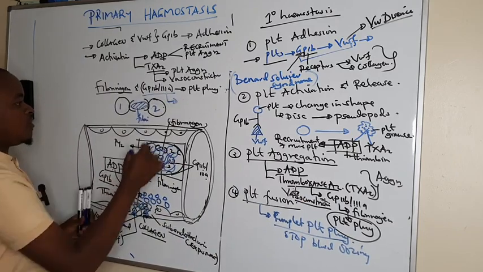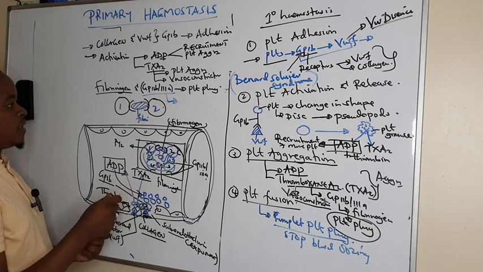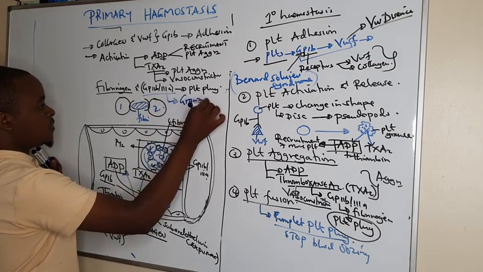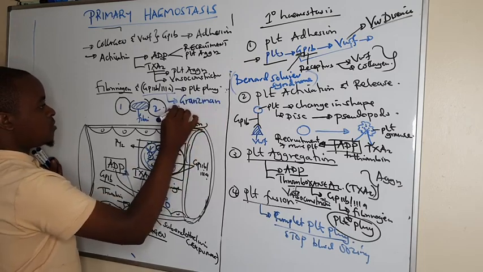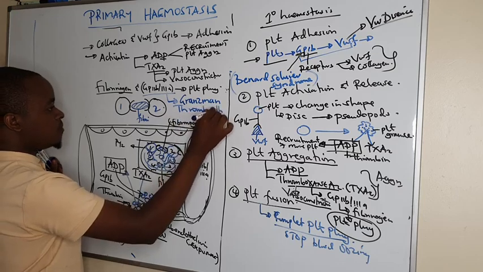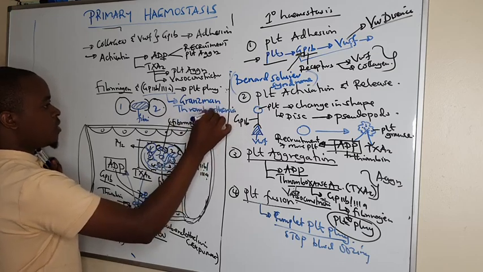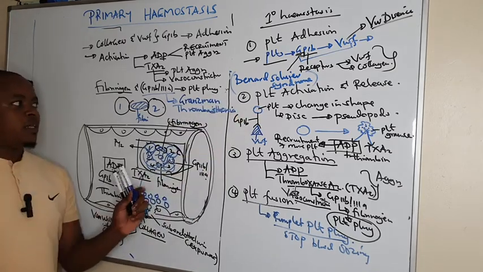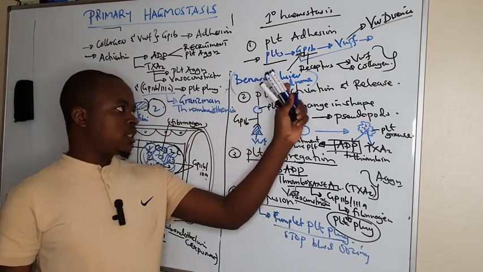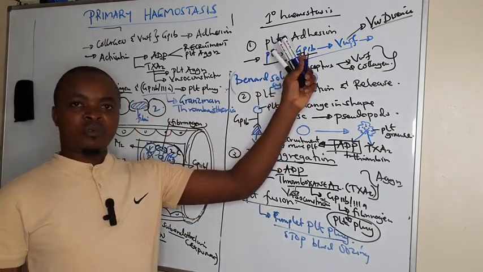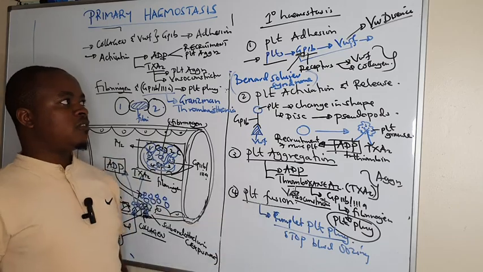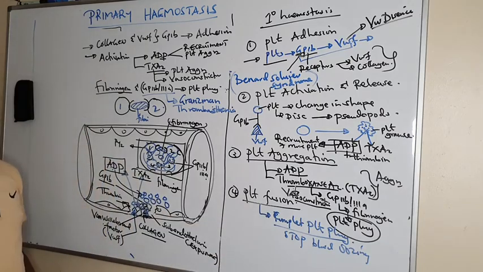Then lastly, if you are deficient of glycoprotein 2b/3a, you suffer from a condition known as Glanzmann thrombasthenia. So Glanzmann's thrombasthenia is the deficiency of glycoprotein 2b/3a, Bernard-Soulier syndrome is the deficiency of glycoprotein 1b, and von Willebrand disease is due to deficiency of von Willebrand factor.